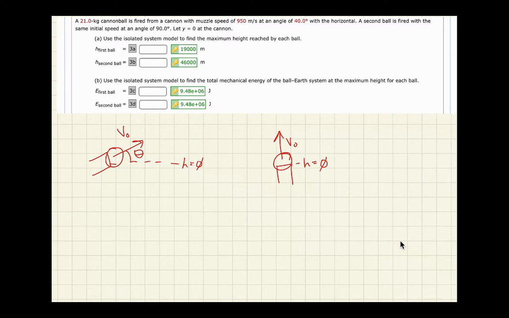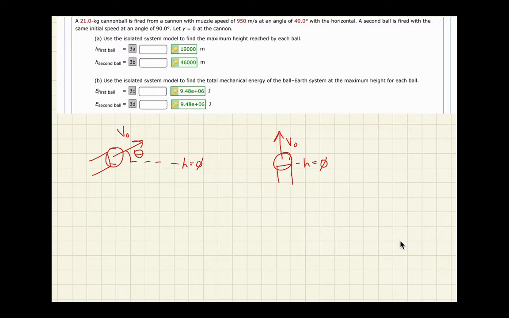For the first part of this question, we're asked to find the maximum height reached by each ball. You can solve for this using solely kinematics and free fall equations, which is fine, and that'll get you the right answers. It does say to use the isolated system model, so it's asking you to use energy. That's an example like on the AP exam. If they ask you to use energy and you use kinematics, they're not going to give you credit for that because you haven't answered the question that they've asked. So in this case, we'll use energy.